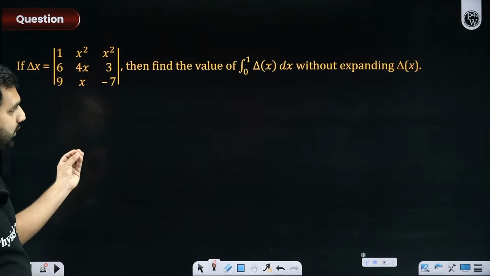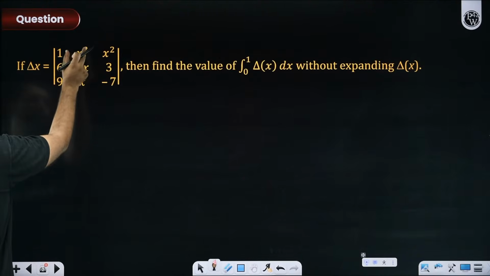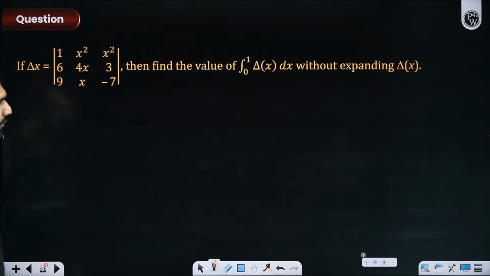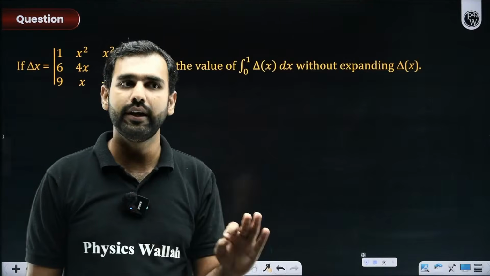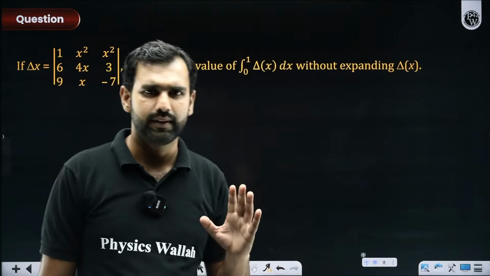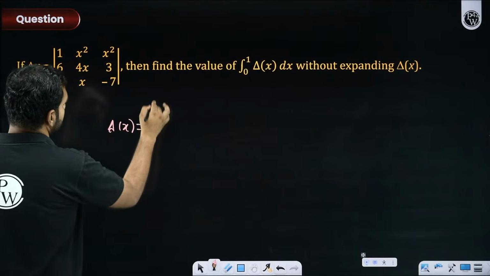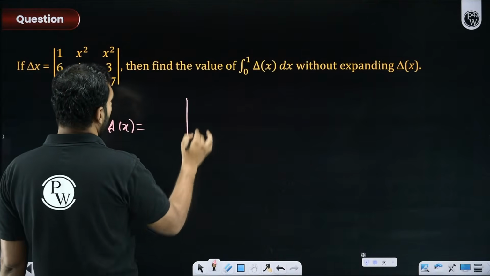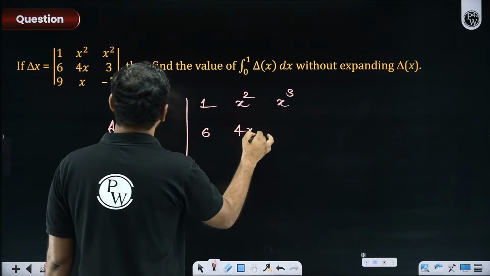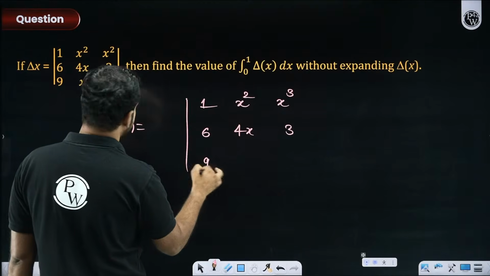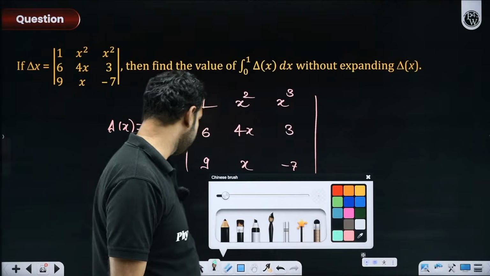Let's try and understand the whole idea with this example. Now, if I wish to integrate this, sir, here I'm seeing more than one column in terms of x. So if you are willing to integrate it, first you have to expand it and then you can. I totally am aligned with that idea. Yes, agreeing with that. But if I know some properties of determinants, this is delta x, which is given by 1, x square, x cube; then 6, 4x and 3; and 9, x and minus 7. Then can we do something here? Can we do some adjustments here?